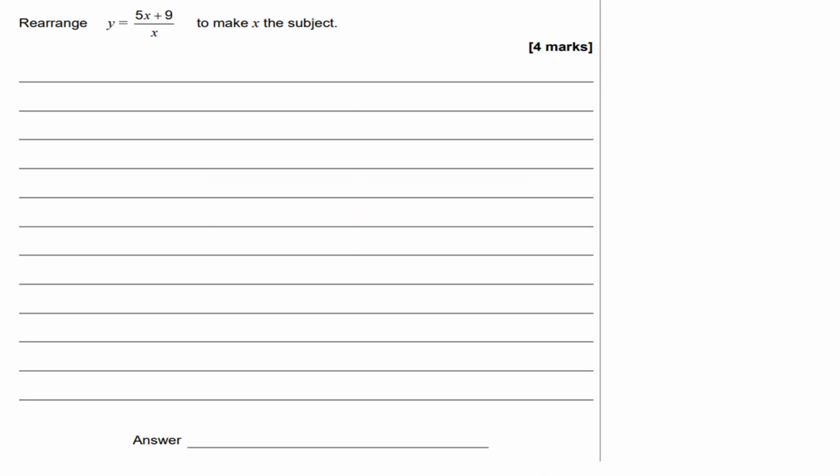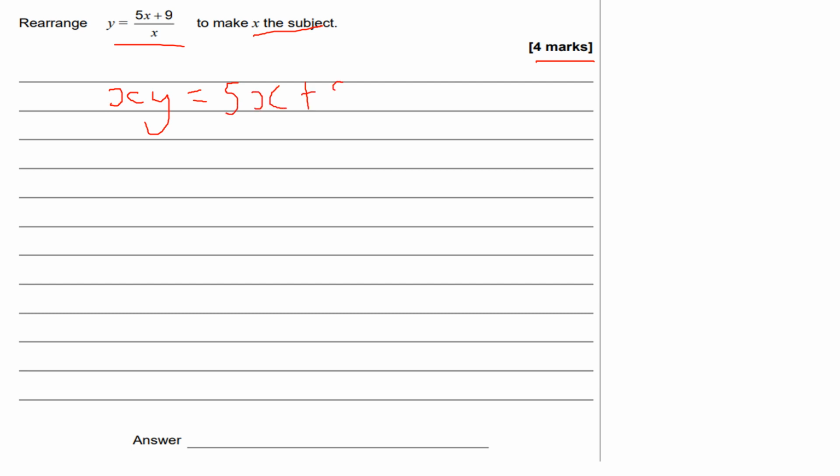This next one is higher tier, explicitly rearranging formulae where the subject appears twice. So rearrange y is equal to 5x plus 9 all over x to make x the subject. First of all, I'm going to multiply both sides of my formula by x. So I'm going to have xy is equal to 5x plus 9.